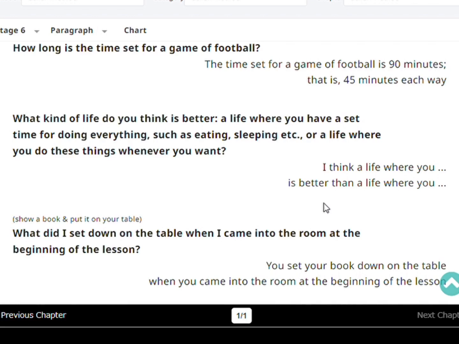A life where you have a set time for doing everything, such as eating, sleeping, etc., or a life where you do these things whenever you want? I think a life where you have a set time for doing everything, such as eating and sleeping, is better than a life where you do things whenever you want. Very good.